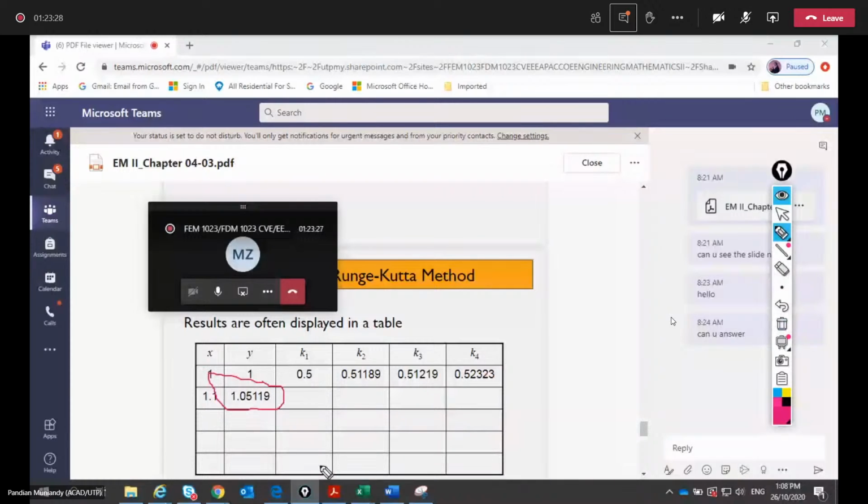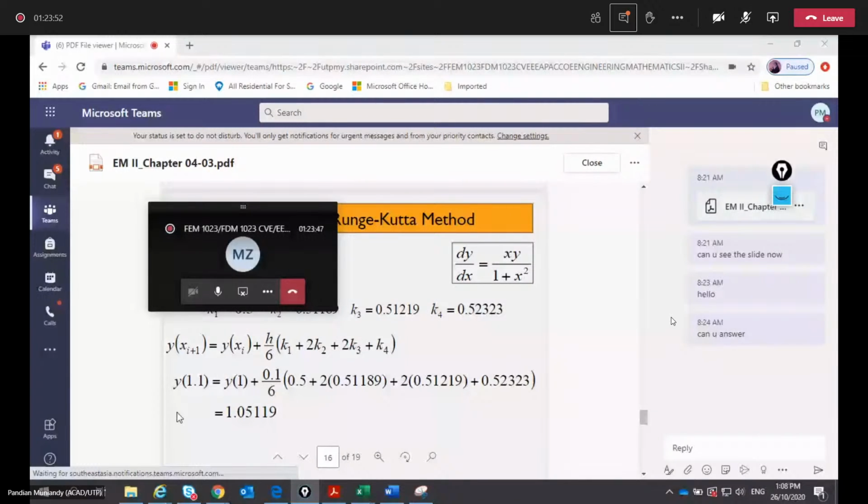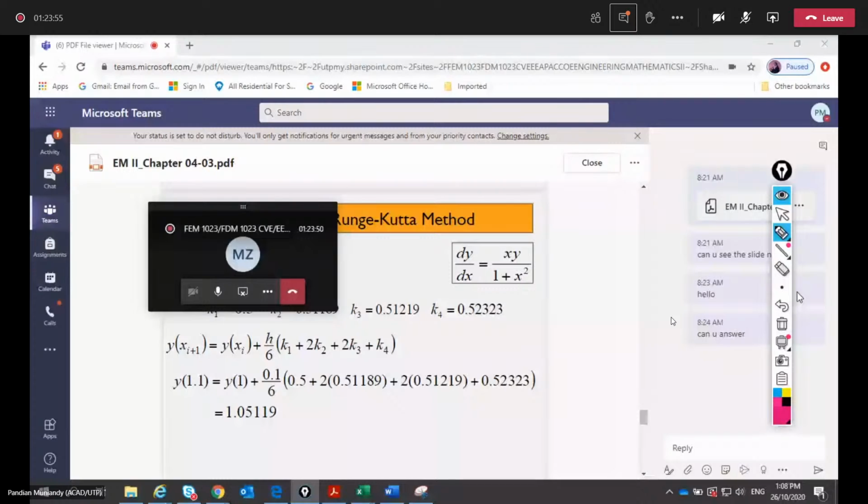So we put this table to encourage you to do another 3 or 4 more iterations. But as far as the problem is concerned, it's already solved. This is the answer. You can stop here already. So you already got 10 over 10 for this problem.